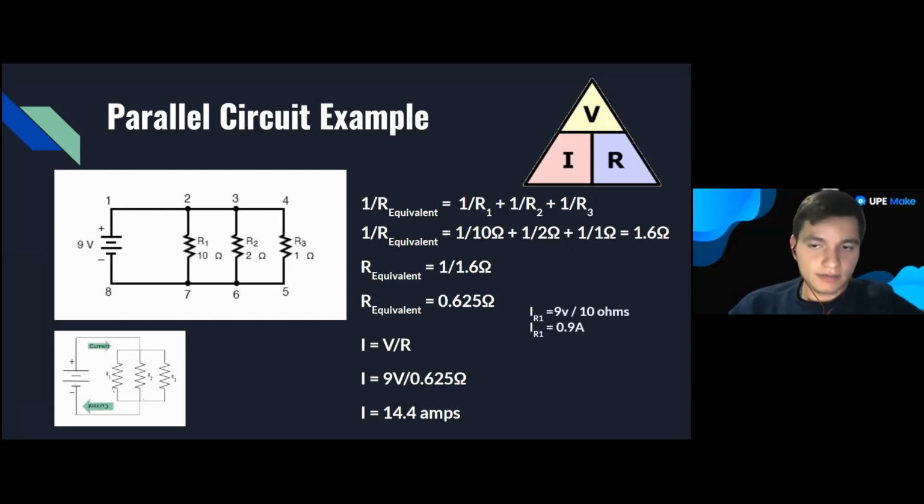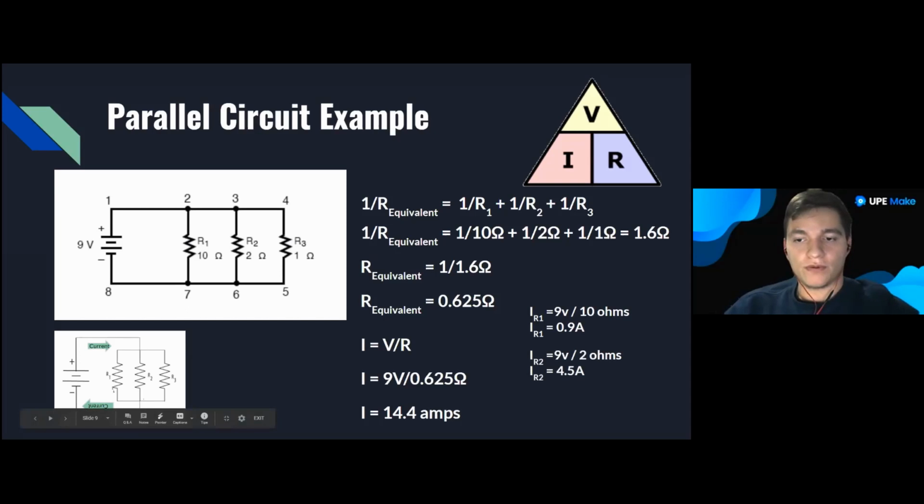So as you can see, we have the least current passing through the 10 ohm resistor, which is 0.9 amps. And for the second one, 4.5 amps. And as you can see, the voltage is the same. We're just dividing the voltage by the resistor to find what that current is.